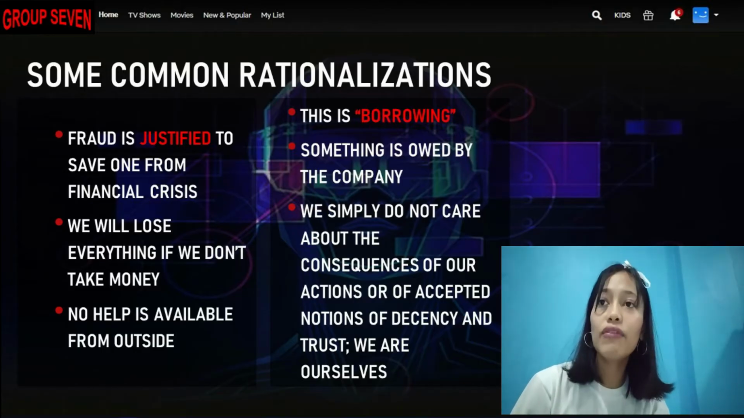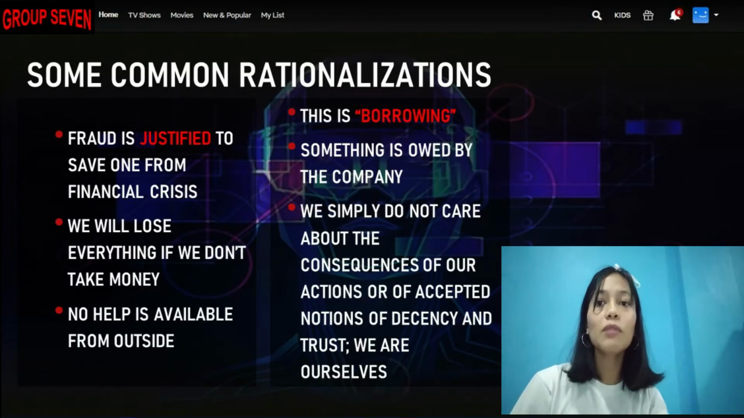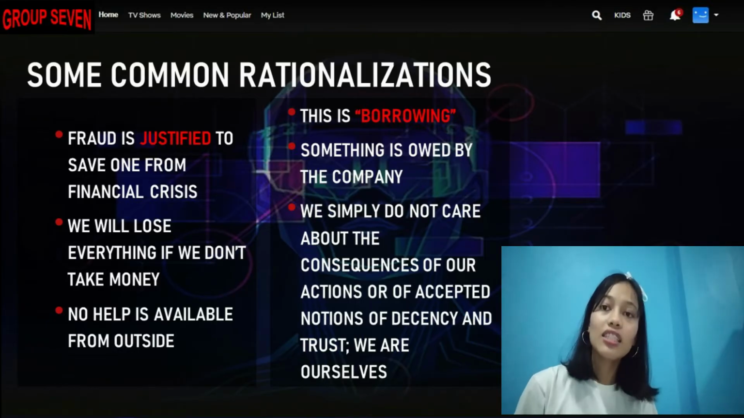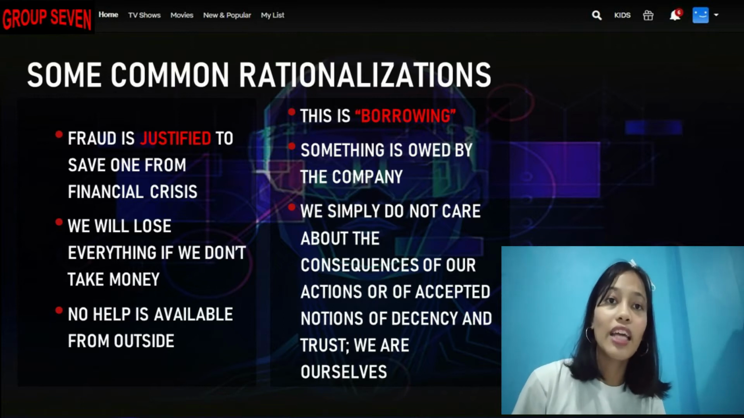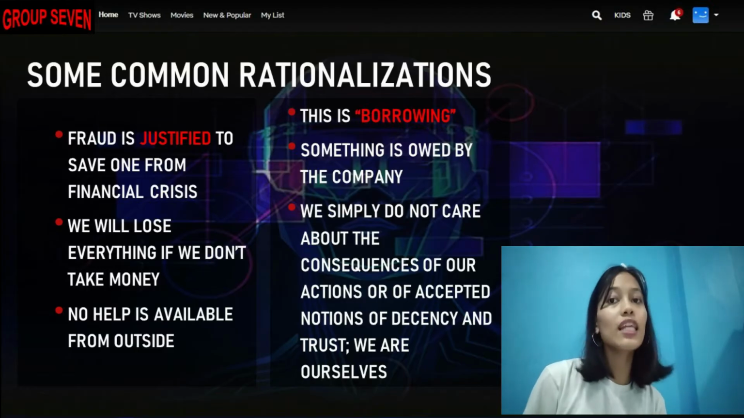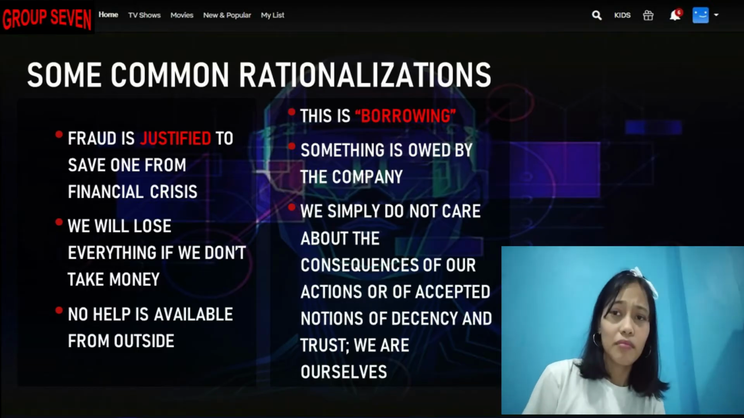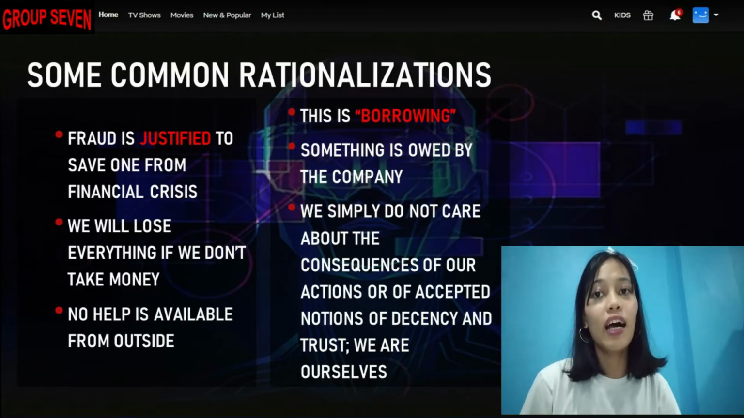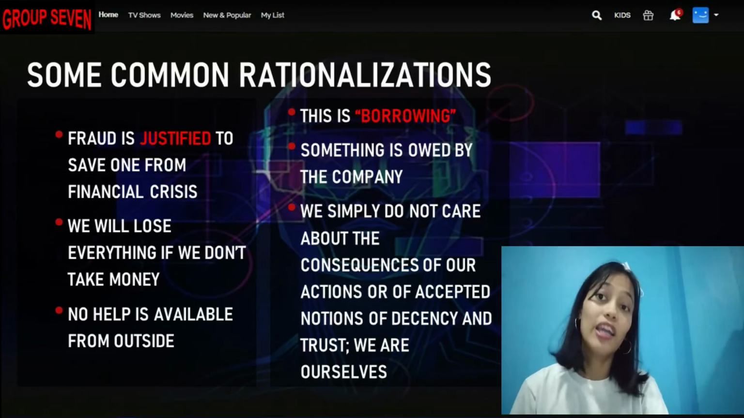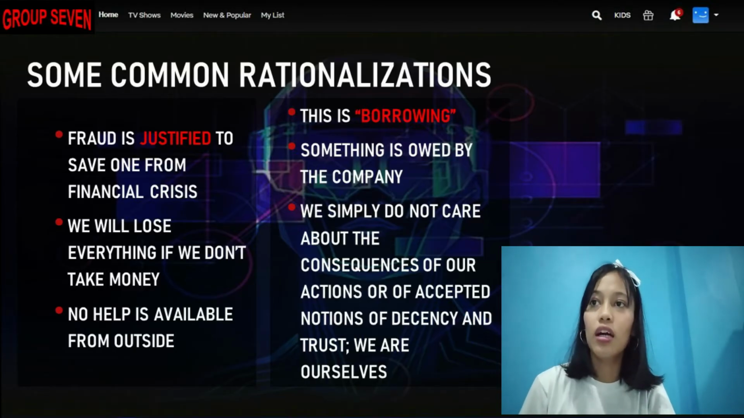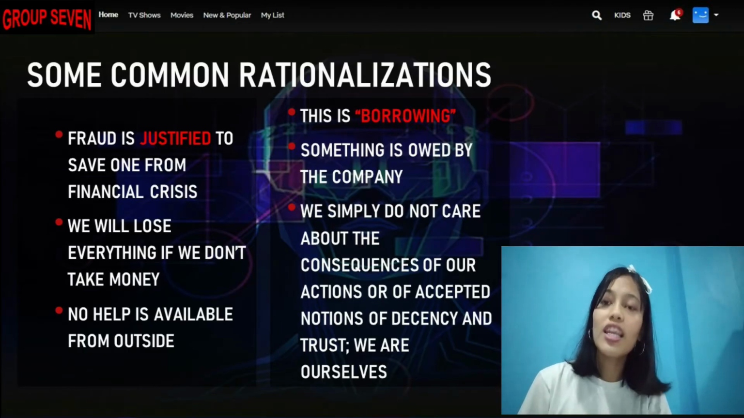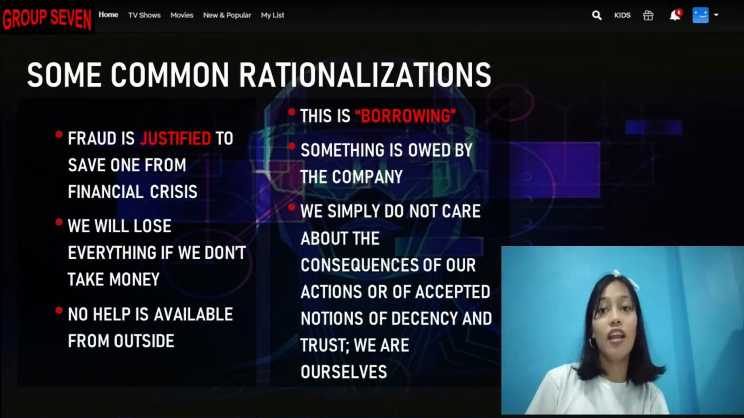So next is, no help is available from outside. Iniisip nila na walang taong makakatulong sa kanila at ang iniisip nilang solusyon sa problema nila na hindi nila kayang gawin is fraud lang, 'di ba? Or maybe humingi sila ng tulong sa iba, like nag-try sila mag-reach out sa family nila pero hindi sila natulungan kasi syempre meron din pangangailangan siguro yung hiningan nila ng tulong, 'di ba? Or it's either humingi naman sila ng tulong sa bangko pero dinecline yung hinihingi nila.